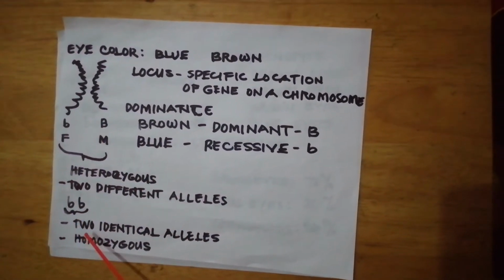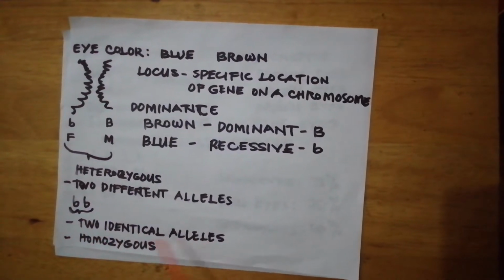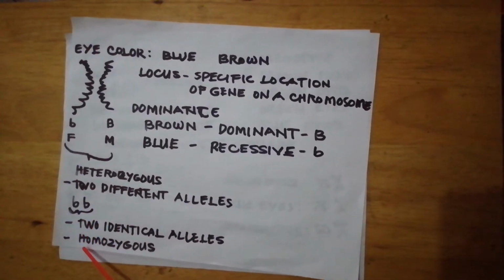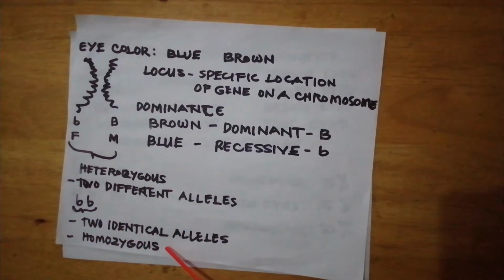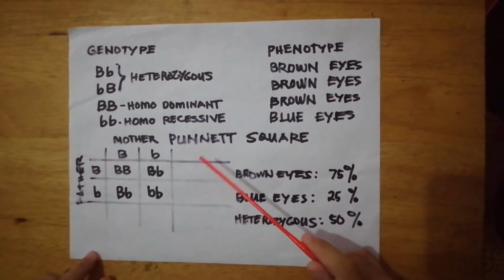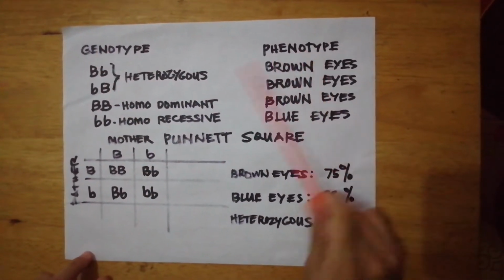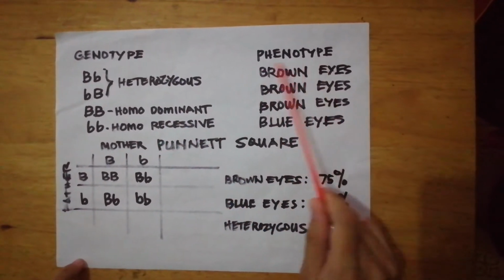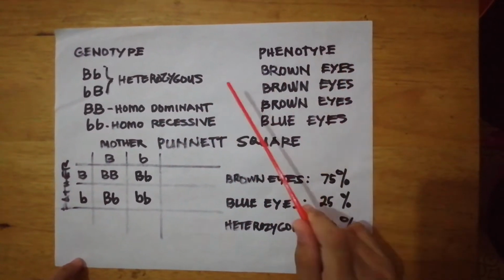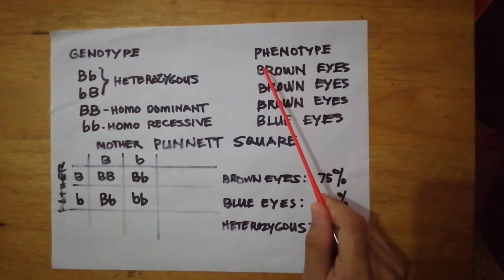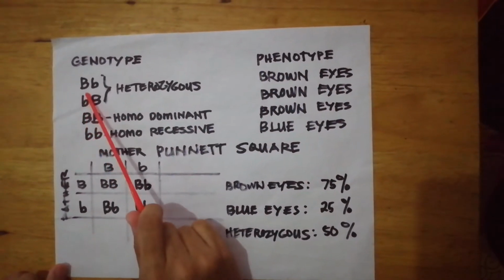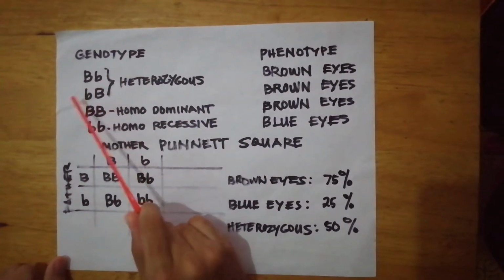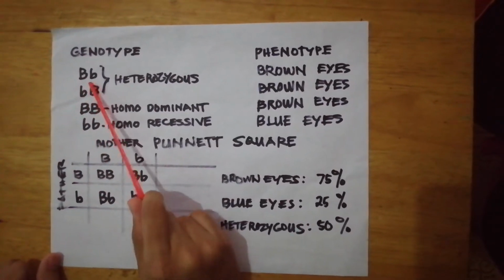And we have here the two identical alleles, the two recessive genes, and it is called homozygous. What I have written here is genotype and phenotype. Genotype is the specific gene you have, while phenotype is what is expressed, what you see. Just like I've said, the capital B represents the dominant allele, brown eyes, and the small b represents the recessive allele, which is the blue eyes.